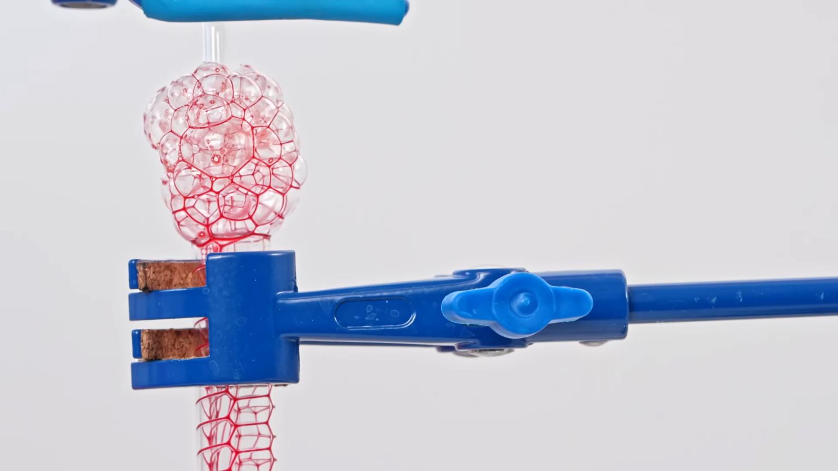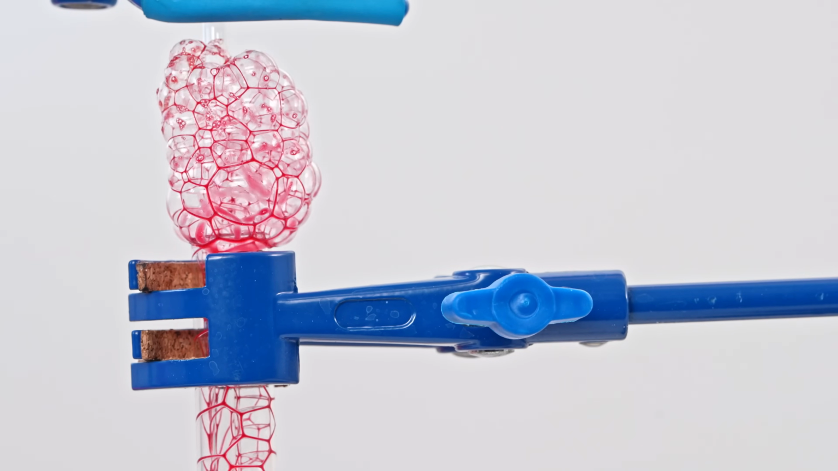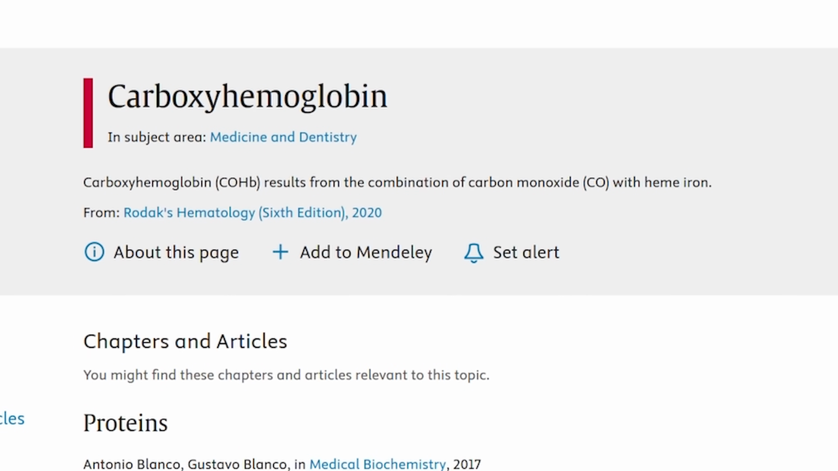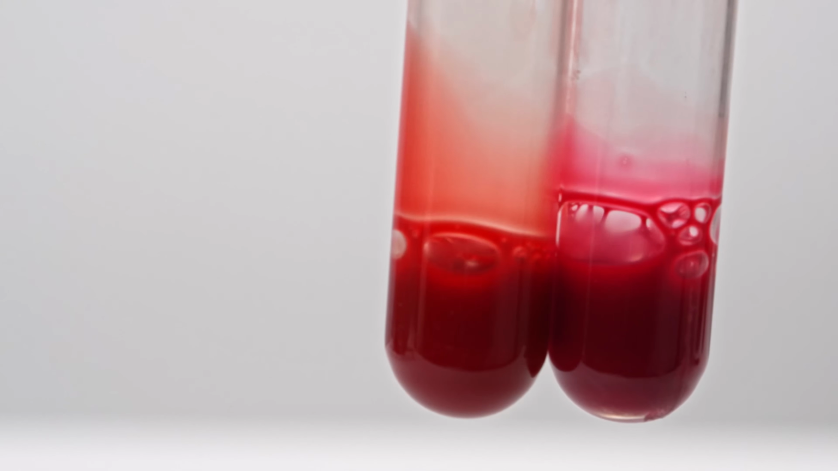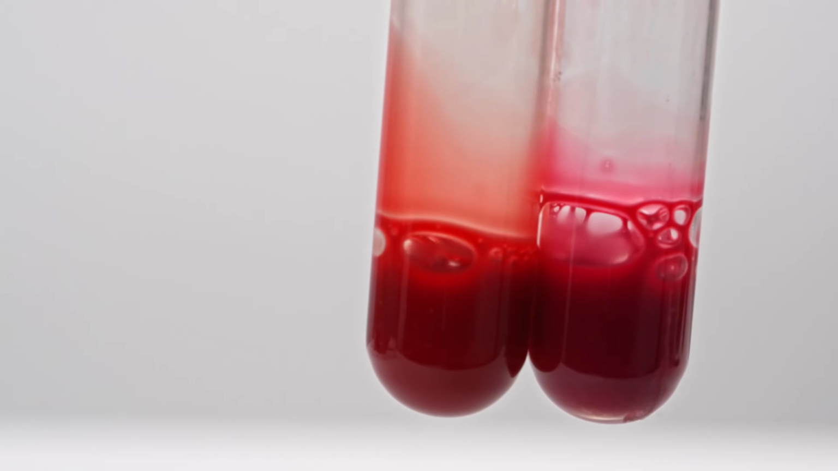So, after bubbling carbon monoxide, we got blood of a completely different shade. I'd say that it's more of a crimson color than cherry red as they write when carboxyhemoglobin is formed. Although it's possible it depends on the concentration of carbon monoxide that combines with the blood.